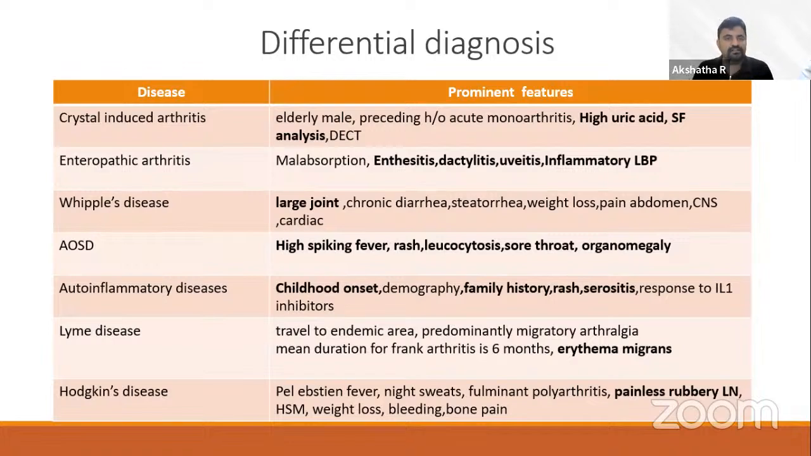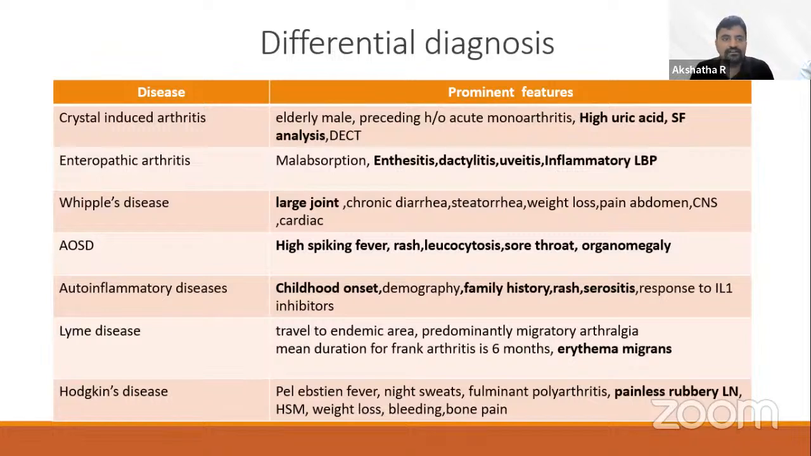In crystal-induced arthritis, you will have high uric acid, and synovial fluid analysis will usually give the possible diagnosis of crystal-induced arthritis. The patient is usually an elderly male, and it usually presents with monoarthritis rather than polyarthritis. Only in later, long-standing disease can you have polyarthritis. Classically, the first metatarsophalangeal joint in the lower limb is involved in gout, which is a crystal-induced arthritis.